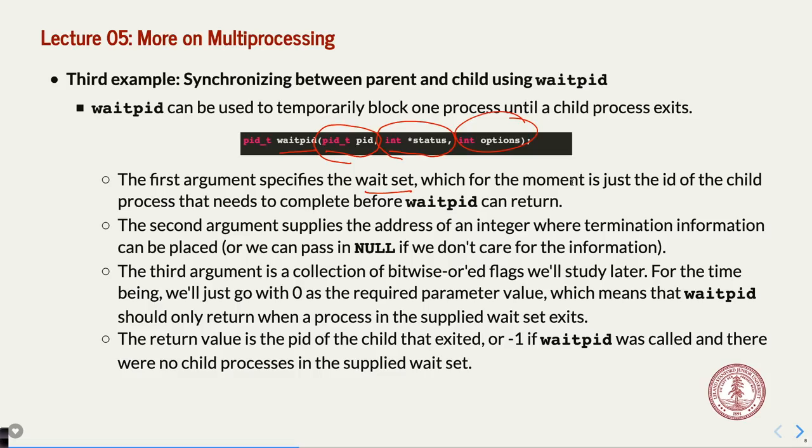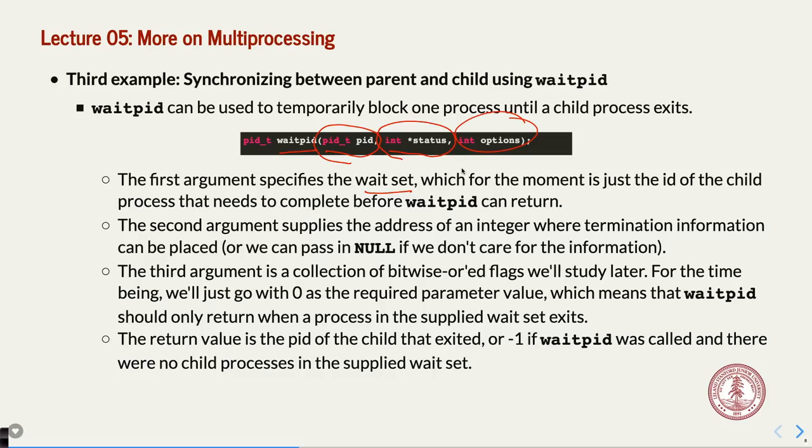Good question. If the child makes a child, does the waitpid wait for that? No. The parent can only wait for its own children. It doesn't wait for its grandchildren. Good question. All right. Anything else on that?